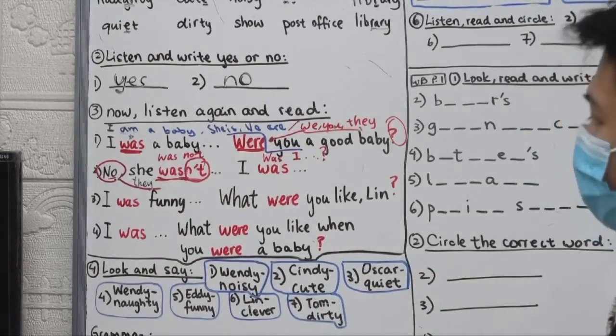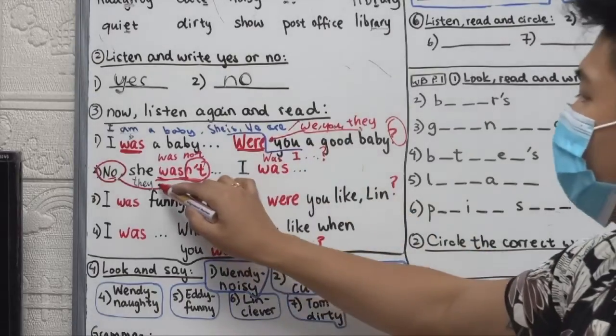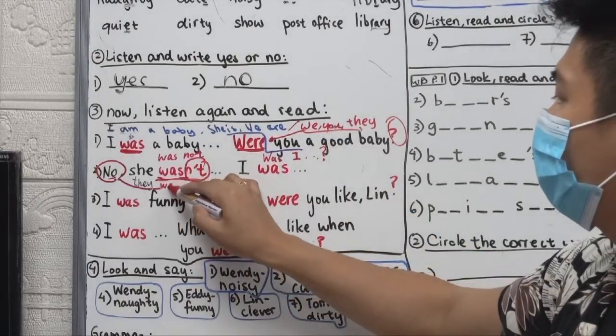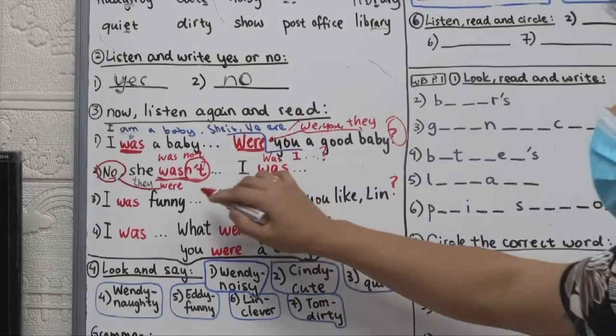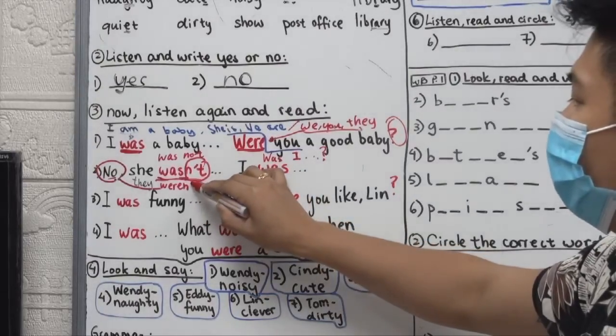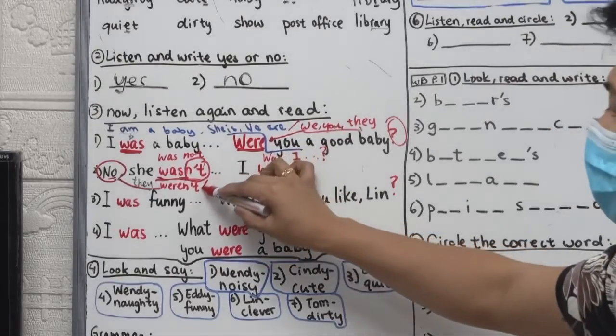For they, remember for they, for we use were. So let's write down were. No, they were. Okay. No, they were is wrong, right? We have to make it negative. So no, they weren't. Okay, we put the N apostrophe T. Alright? No, they weren't, or no, they were not.